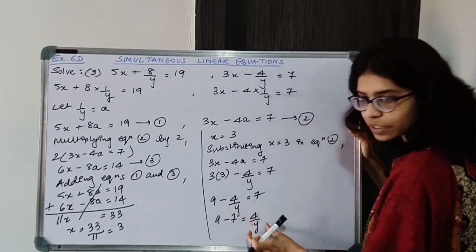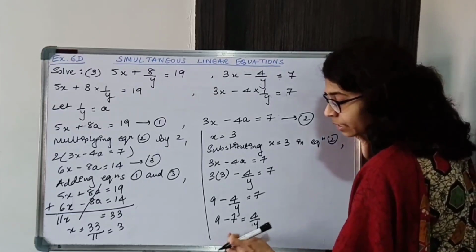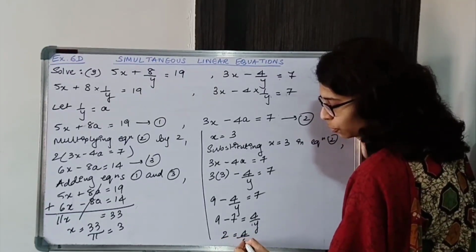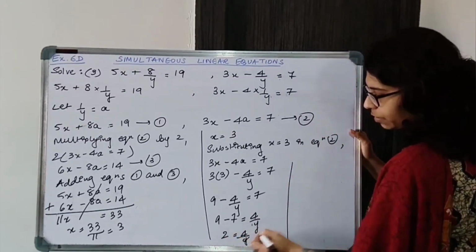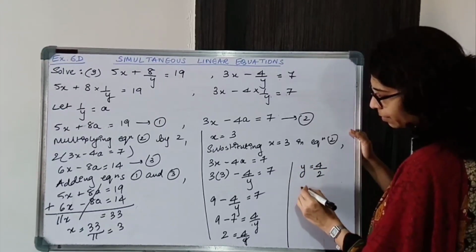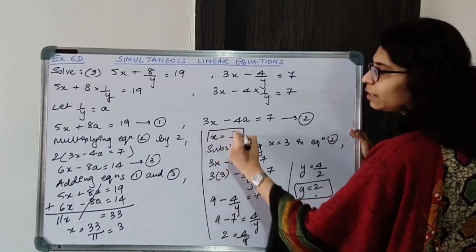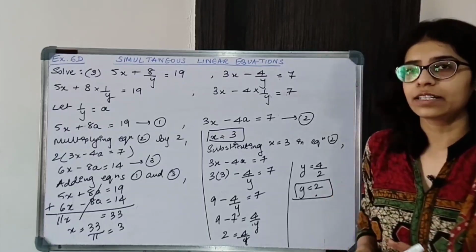We shifted this over here, so it becomes positive. This over here, so it becomes negative. 9 minus 7 gives 2, equal to 4 upon y. So shifting y over here and 2 over here, y will go in the numerator, 2 will come in the denominator, so y is 2. So we found the values of x and y. Write down the final statement: x is equal to 3 and y is equal to 2.